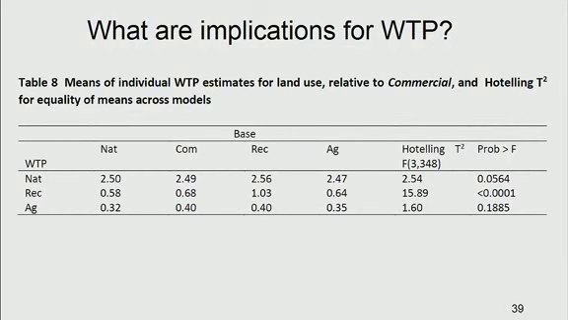So what we can do is, if we take natural land use as the base, we can work out for each individual what their willingness to pay is for natural relative to commercial, and then work out what the mean is of all those numbers. So on average, across our sample, 300 and something people, I think, on average, they're willing to pay 250, but there's a distribution in there. Recreation, 0.58, agriculture, 0.32. So that's just, as everybody prefers these land uses to having commercial land use, that's fine.